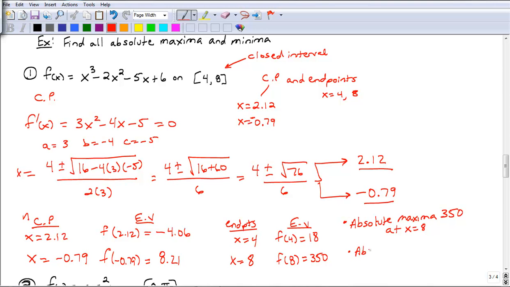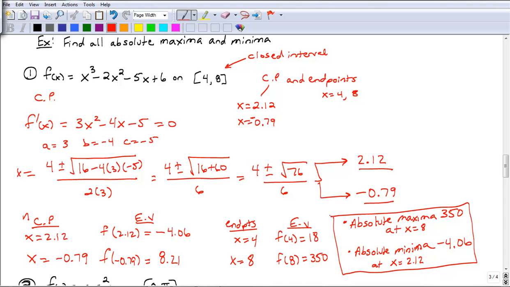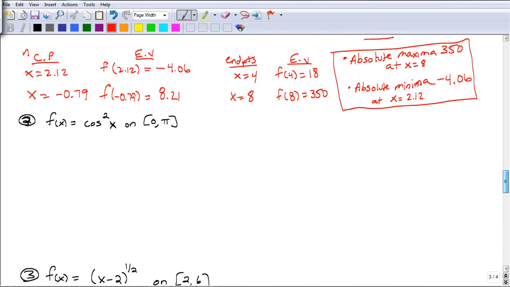The absolute minima, which is the smallest one, that's negative 4.06. And that happens at x equals 2.12, which happens to be a critical point. So I had one of the absolute maximas occur at the endpoint, and I had an absolute minima occur at a critical point. So they can occur at any of them. You just have to find them all and check them. The endpoints and the critical points all get plugged in. The biggest y value is the absolute max. The smallest y value is the absolute min.